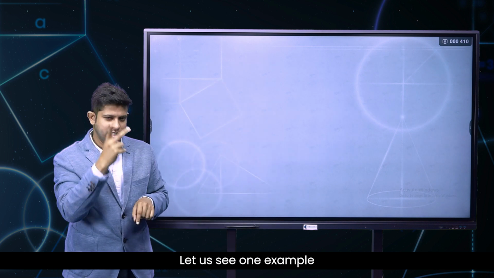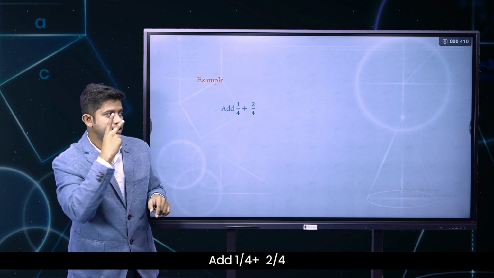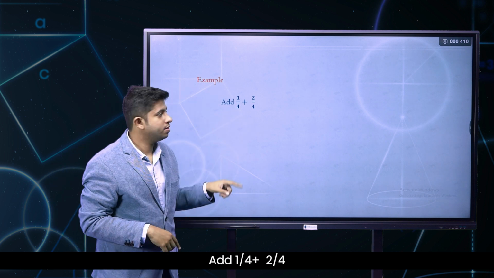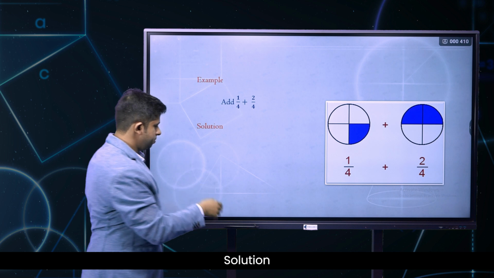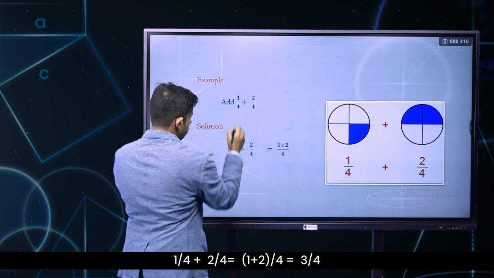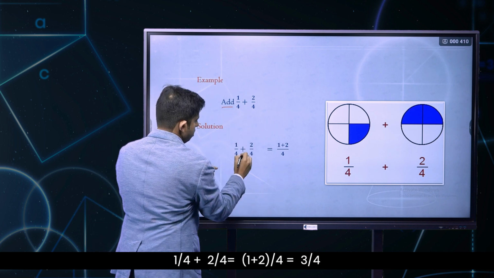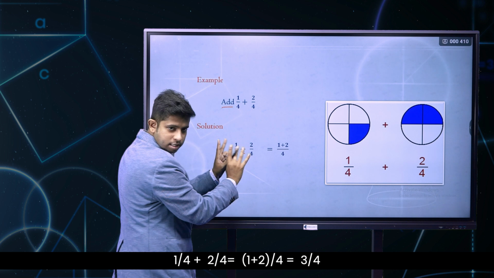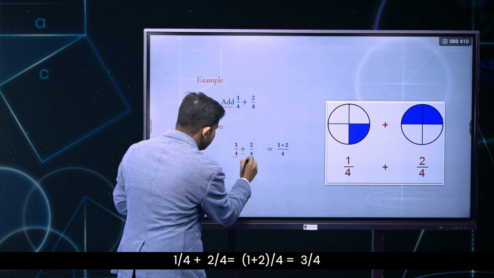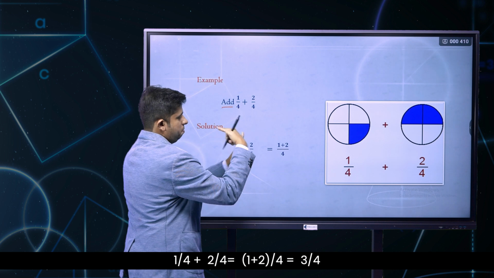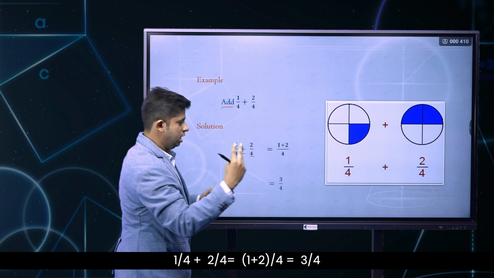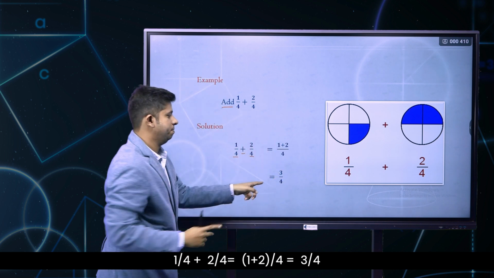Let us see one example. Add 1 by 4 plus 2 by 4. Solution. 1 by 4 plus 2 by 4 is equal to 1 plus 2 by 4, which is equal to 3 by 4.